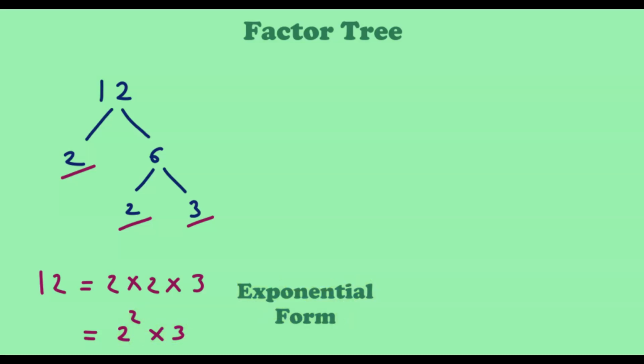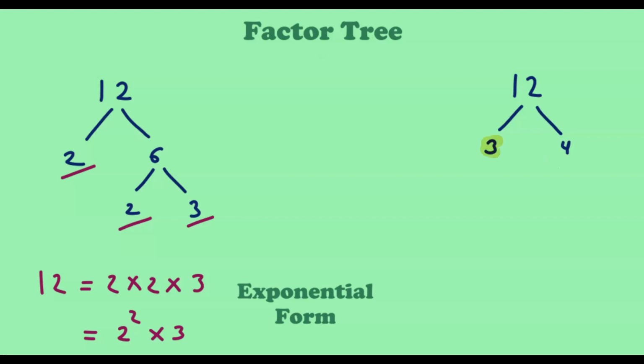Now note that we will obtain the same prime factorization of this number 12 no matter what factors we start with. That is, if we start with factors other than 2 and 6, we are still going to end up with the same prime factorization. So let's see how that's done. Suppose we start with the number 12, and this time, instead of using 2 and 6, we use the factors 3 and 4, because 3 times 4 is 12.